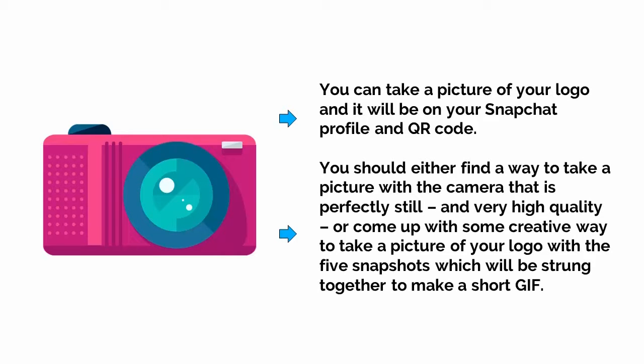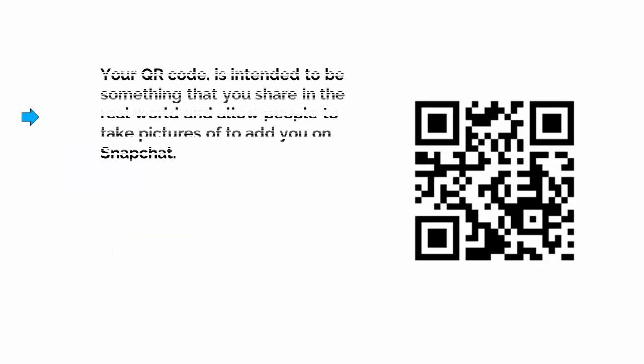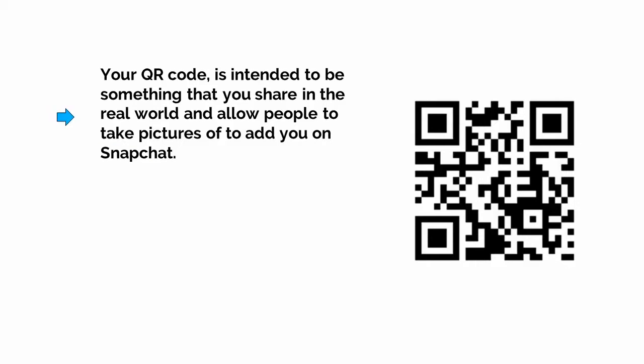You could either find a way to take a picture with a camera that's perfectly still and very high quality, or come up with some creative way to take a picture of your logo with the 5 snapshots, which will then be strung together to make a short GIF. As for your QR code, it is intended to be something that you share in the real world and allow people to take pictures of to add you on Snapchat.